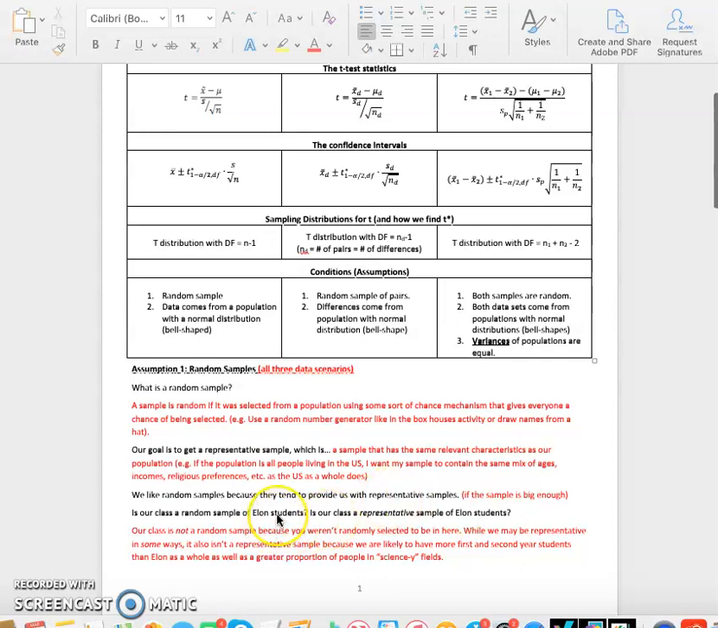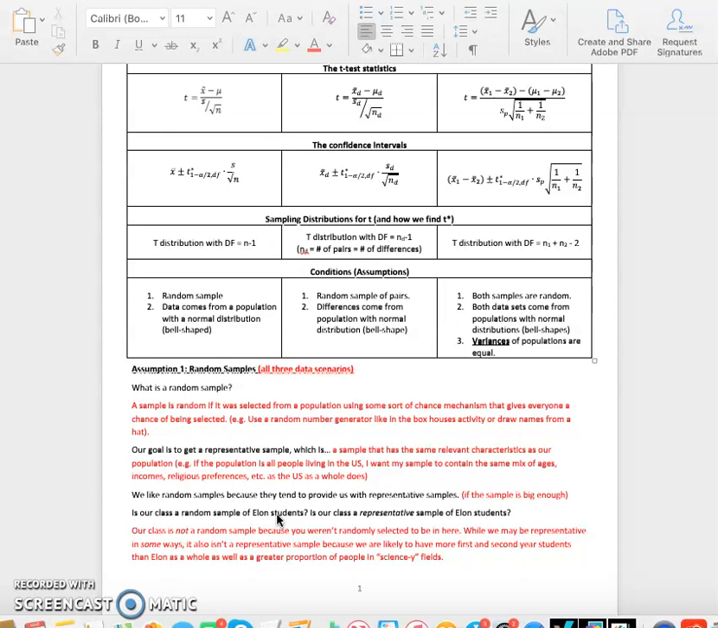And so one thing I like to think about as well: would our class be considered a random sample of Elon students? And it might at first sort of seem like it because you've got a good mix of different people. But when you realize that random means having that chance mechanism, we realize that no, our class really isn't random because you chose to be in it. We didn't just take people from all over Elon and say, you're going to take Stats 212, Section B or Section C or whatever it might be.